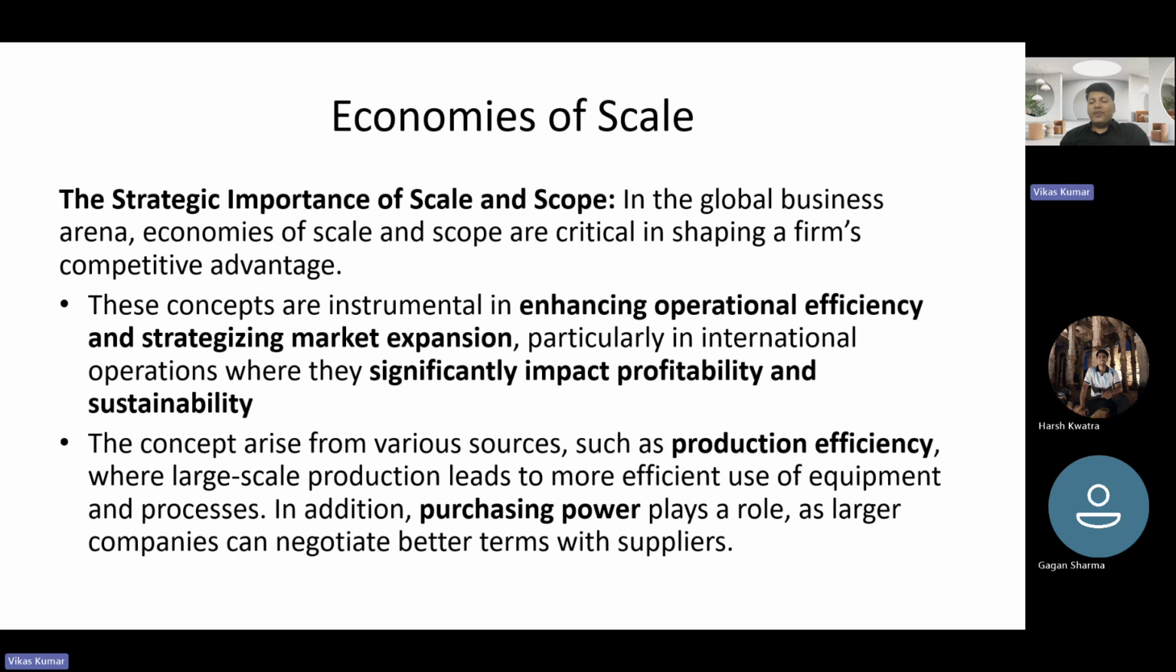First, we will understand what economy of scale is, the types of economy of scale, like internal economies and external economies, and what the sub factors are with respect to these two types. These concepts are very instrumental in enhancing operation efficiency and standardizing market expansion, particularly in international operations, where they significantly impact profitability and sustainability. So to understand the impact on profitability and sustainability, let's discuss economy of scale.